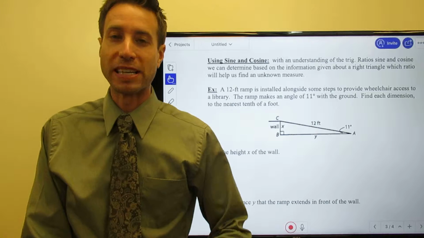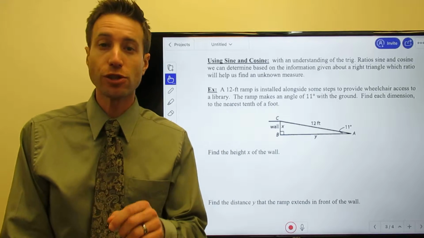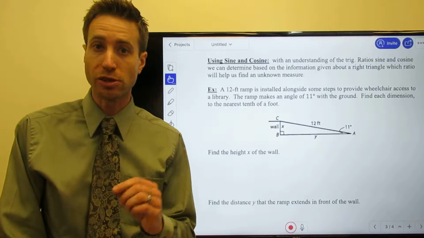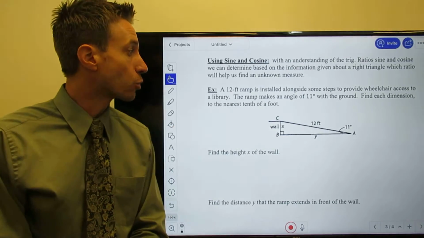Alright guys, welcome to this page of the notes. What we're going to do here now is use those trig functions, those trig ratios we just learned, sine and cosine, to help us solve some problems. So here's what we've got.